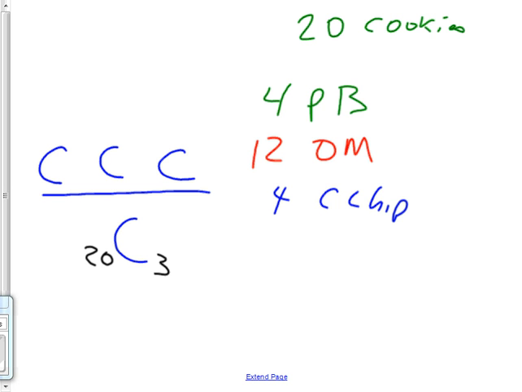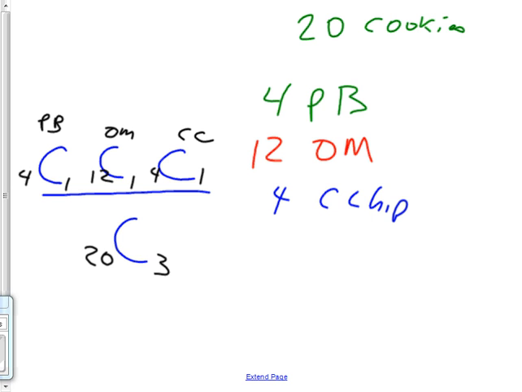Subgroups on the top, Mr. Y. You're doing peanut butter here, oatmeal here, and chocolate chip here. You could have done it in any order, but I'm assuming this. Okay, so peanut butter, C, it's going 12C, and 4C1. That's it.